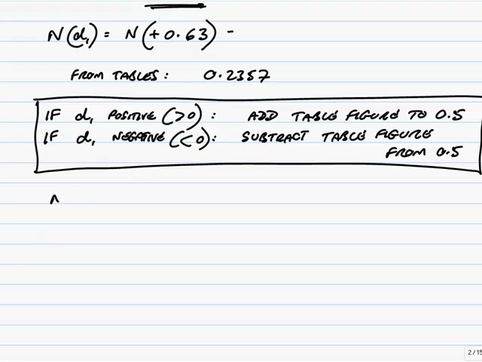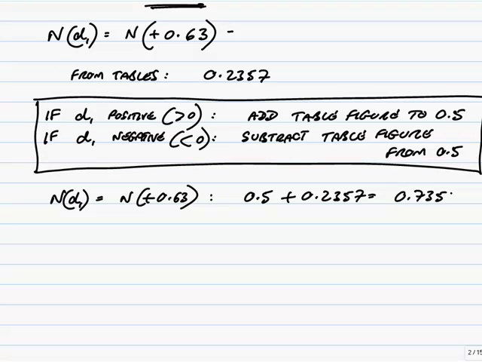Here it is positive, so N(d1) is N of plus 0.63. Well, we'll add 0.5 to the table figure, and it gives us 0.7357. Now I'll illustrate the situation later where it's negative, but in fact had it been negative you would simply have done 0.5 minus 0.2357.